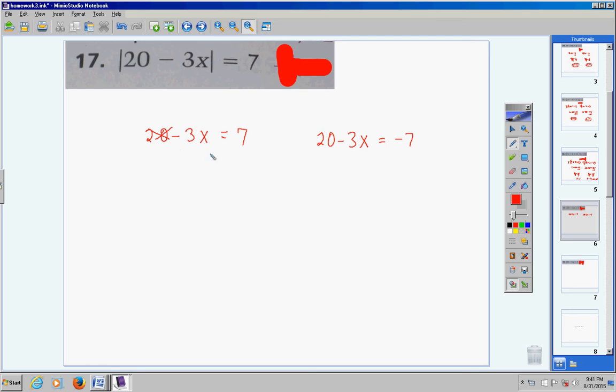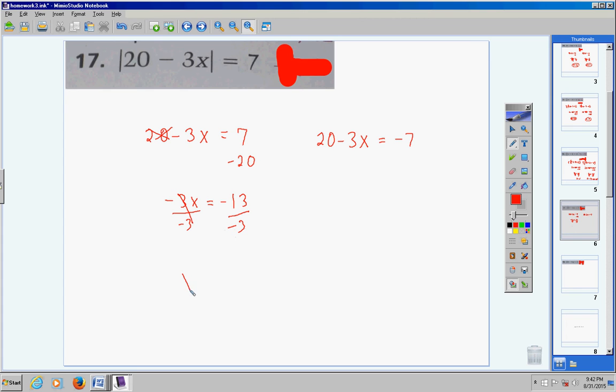Now, here we go. Bring the 20 over and make it a negative 20. So we're left with negative 3x. Now a lot of students forget to bring down the negative sign, okay? That negative is attached to this term. This term here is a negative term, okay? Alright, so negative 3x equals a negative 13. Alright, now divide both sides by negative 3.